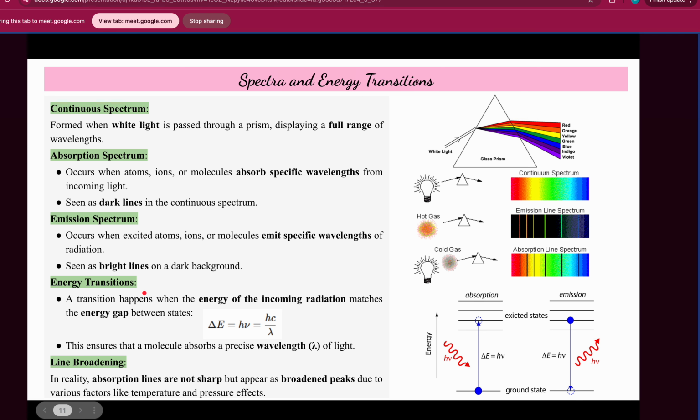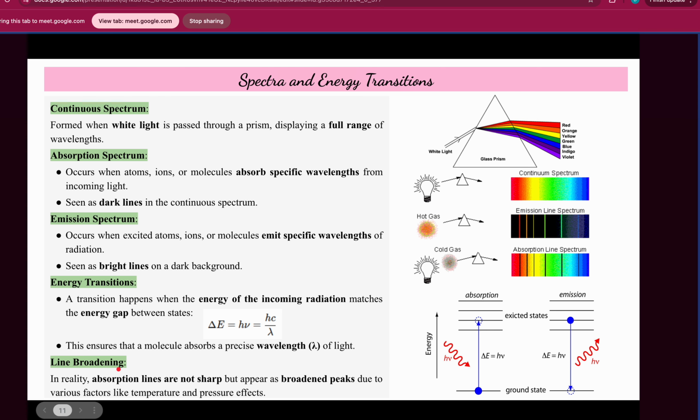And then we'll talk about energy transitions. A transition happens when the energy of incoming radiation matches the energy gap between the states. So ΔE = hν, where ν is the frequency, which equals c/λ, where λ is the wavelength, c is the speed of light, and h is Planck's constant. This ensures that the molecule absorbs a precise wavelength of light. Which wavelength of light is absorbed depends on how much energy is required for the transition. Depending on that particular energy gap, only specific wavelengths will be absorbed.